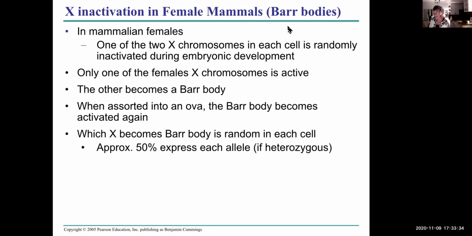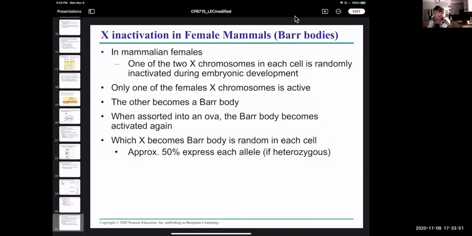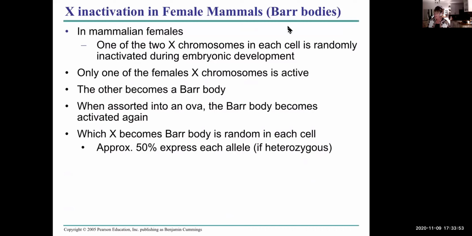So an interesting thing that happens to females is called the X inactivation in female mammals. Those are also known as bar bodies. What happens is, as the female is developing, the cells are dividing. One of two X chromosomes in each cell is randomly inactivated. So that's during development, and then only one of the X chromosomes is active.